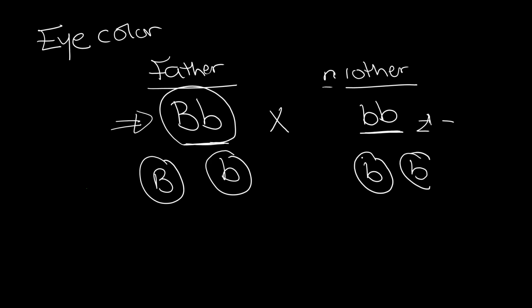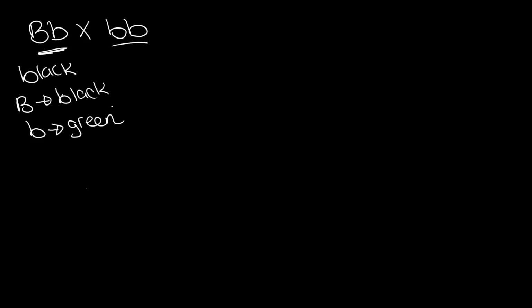We want to know the children. How do we know the eye color of the children, or predict the eye color of the children? By something known as the Punnett square. I'll just write it here to make myself more space. This is the genotype of the father, crossed with the genotype of the mother. The father has black eyes, and we said B capital for black, it's dominant, and B small for green. You have to write all this information in front of you. And this is the mother that has green eyes.